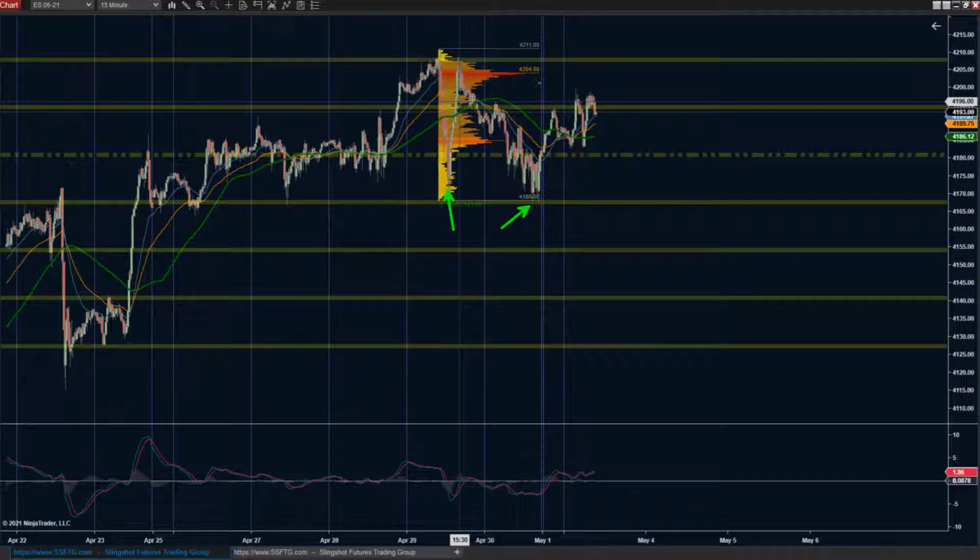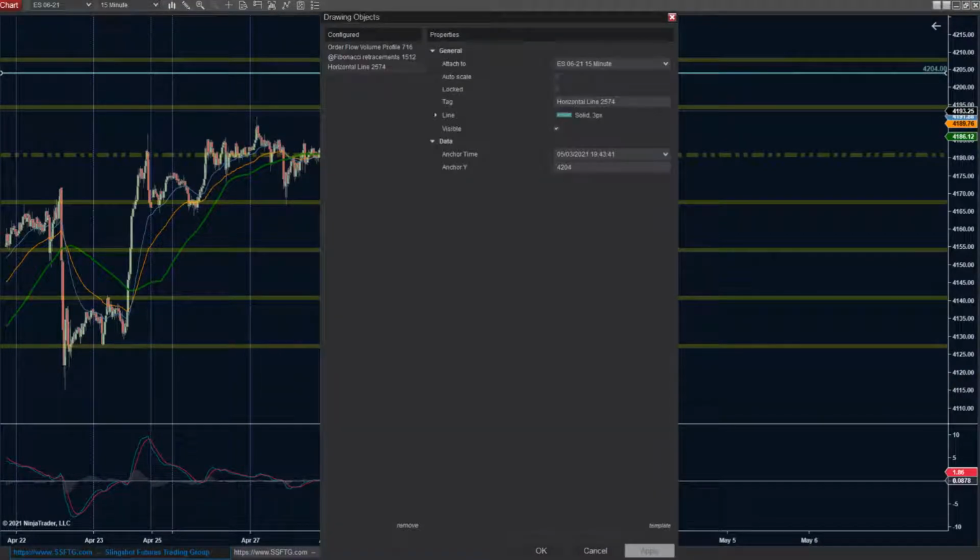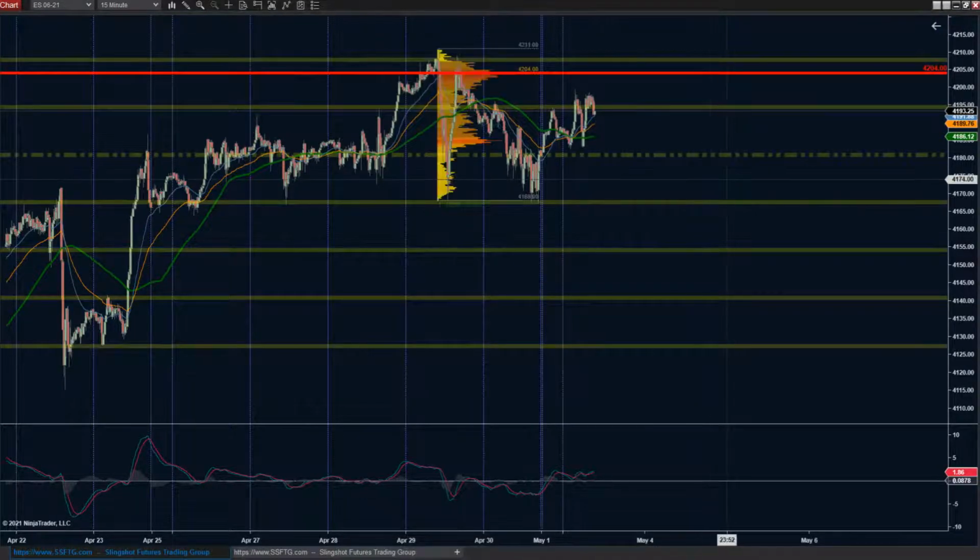So that's a lot of information. When it comes back up to this point, you better believe there's going to be a lot of resistance around 4204. So that is going to be a huge point of interest that I'm going to be paying attention to today. Let's mark that one up for sure. There we go.